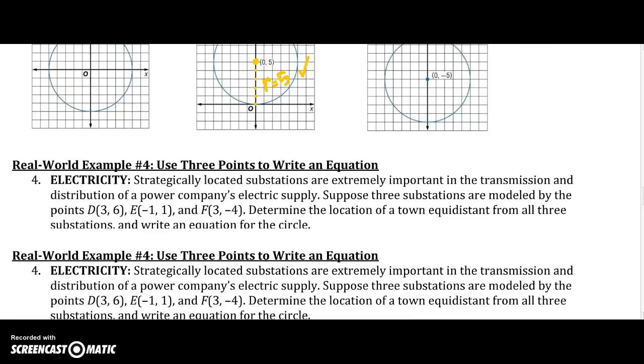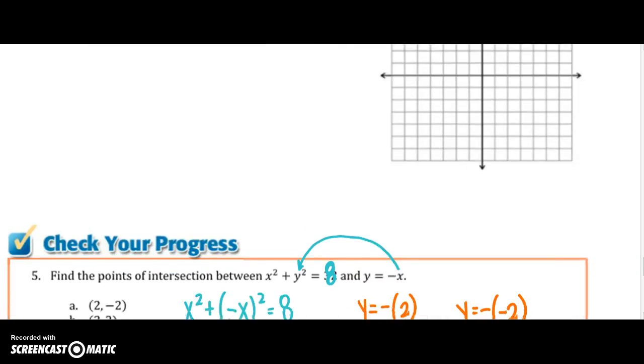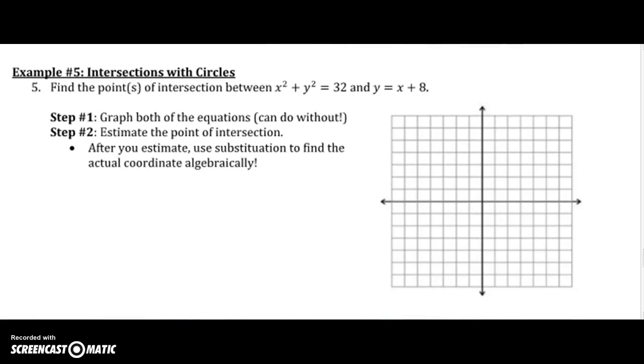Alright, and last page. We are going to finish example number 5 on part 2, so come back and visit us on part 2.